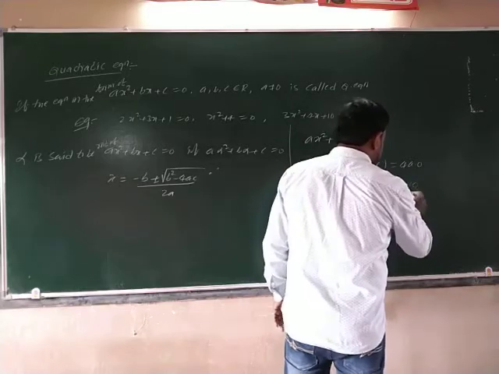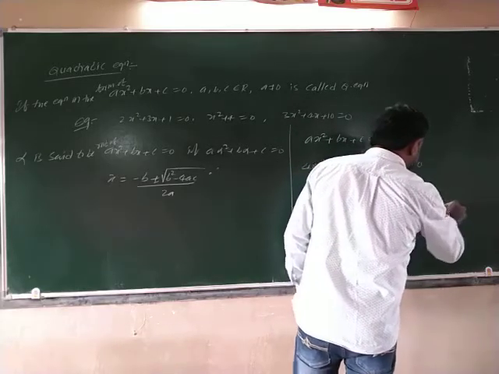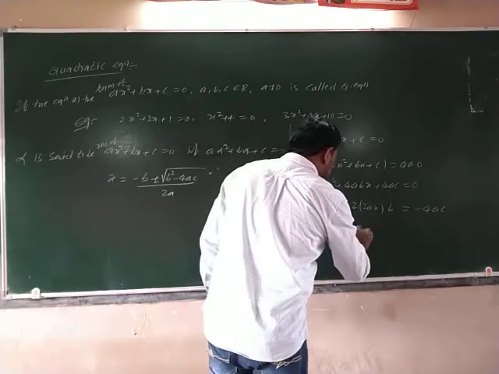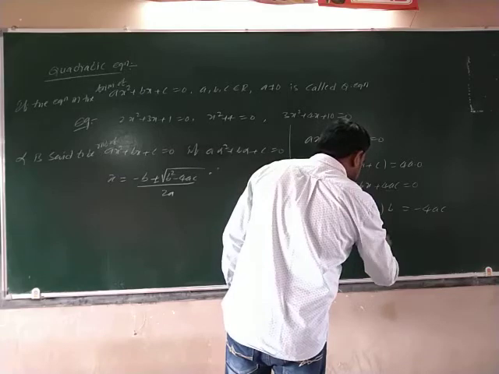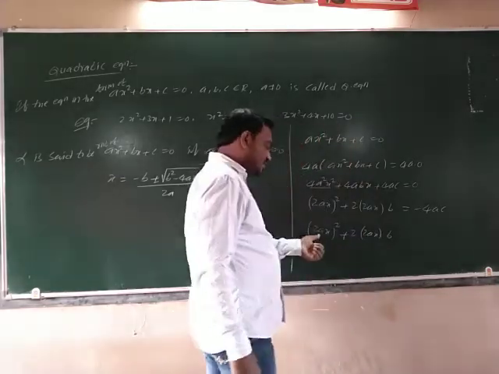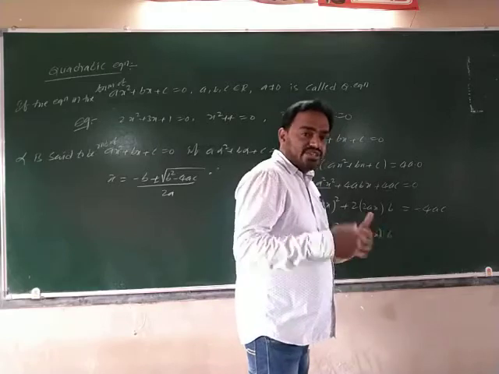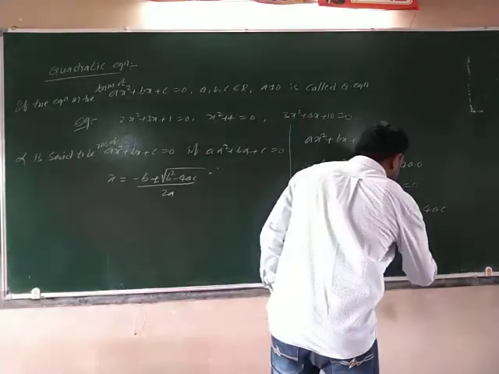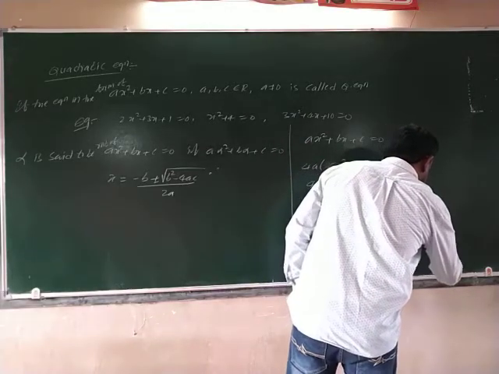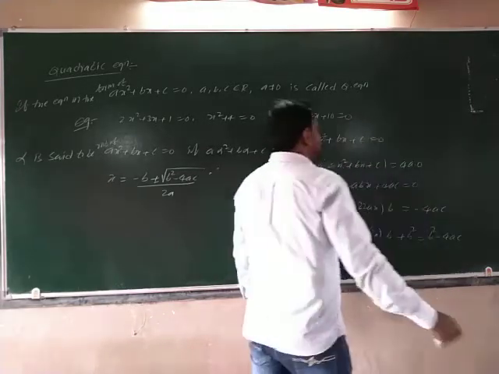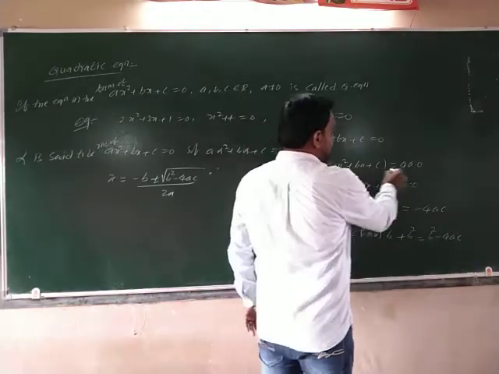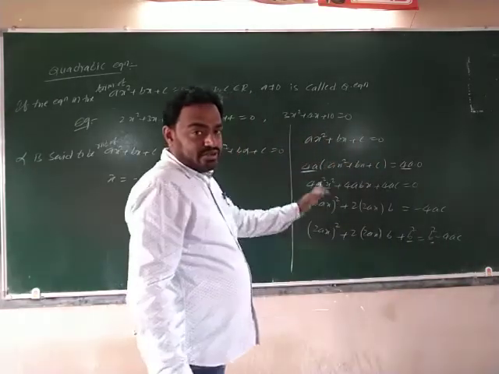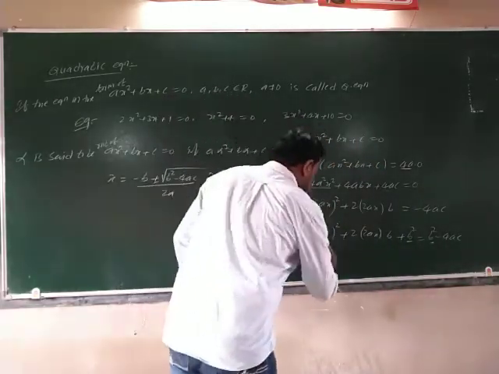So 4ac is taken to the right side as minus 4ac. Next, 2ax whole square plus 2 into 2ax into b is in the form of a square plus 2ab. If it is plus b square, we can easily write it as a plus b whole square. So I am adding b square on both sides. What did we do here? On one side we multiplied by 4a, and here on both sides we add b square. Remember these two concepts. So this is equal to what?